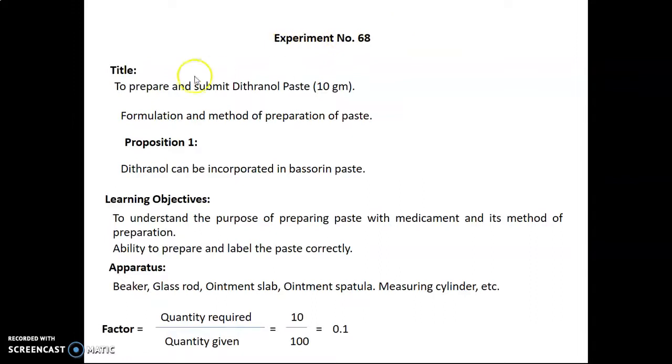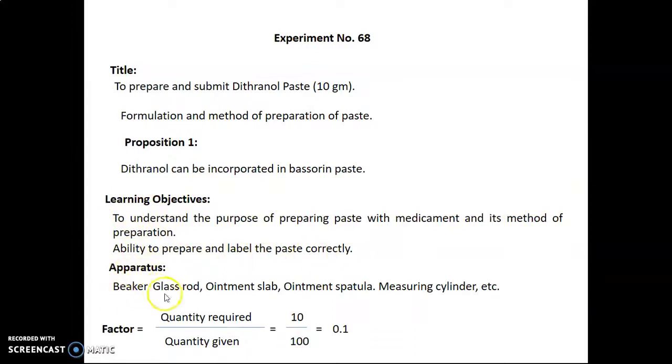Experiment number 68. The title of this experiment is to prepare and submit Dithranol paste, 10 gram. Formulation and method of preparation of paste. Prescription 1: Dithranol can be incorporated in the Basorin paste. Learning objectives are to understand the purpose of preparing paste with the medicament and its method of preparation, and the ability to prepare and label the paste correctly.